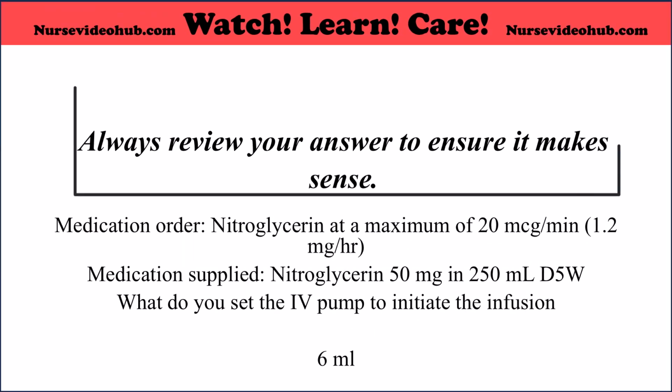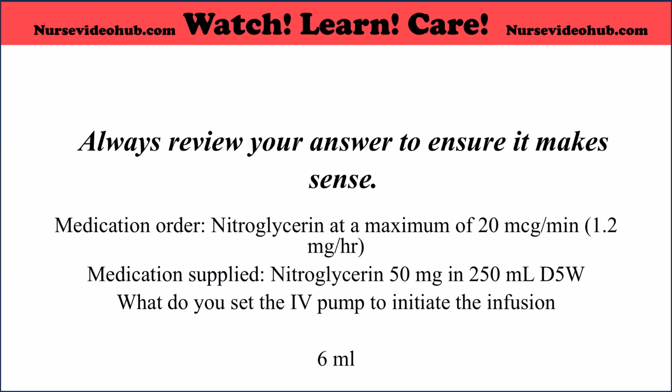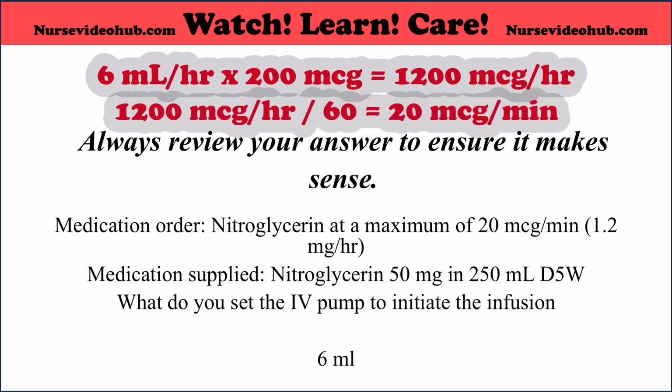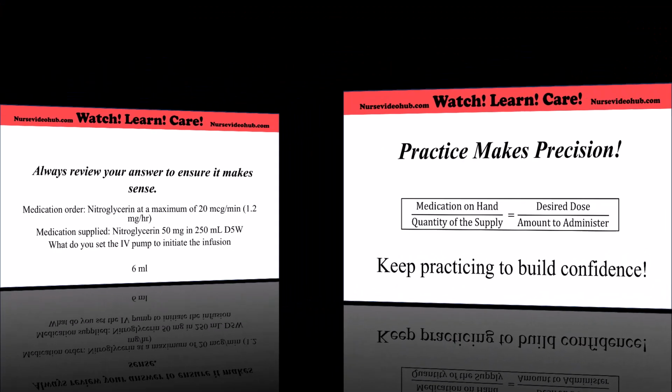Always review your answer to make sure it makes sense. The reverse method is a little more complicated here again. You multiply 6 milliliters per hour, the amount to be administered, by 200 micrograms per milliliter, that's the concentration available, based on 50 milligrams divided by 250 and divided by 1,000. And that equals 1,200 micrograms per hour. Convert 1,200 micrograms per hour to micrograms per minute by dividing by 60 to obtain the prescribed dose of 20 micrograms per minute, which is the maximum dose.